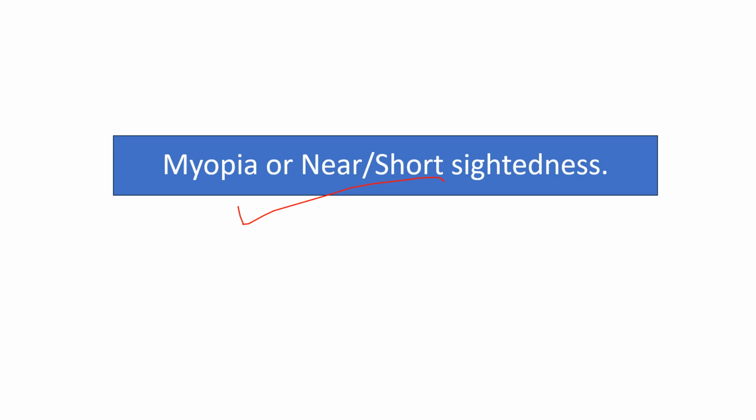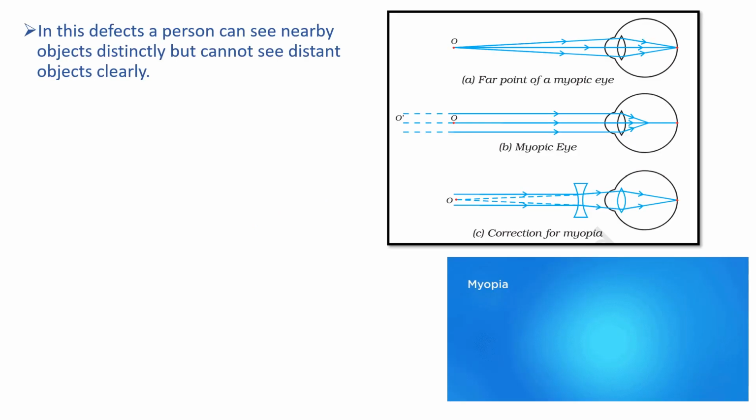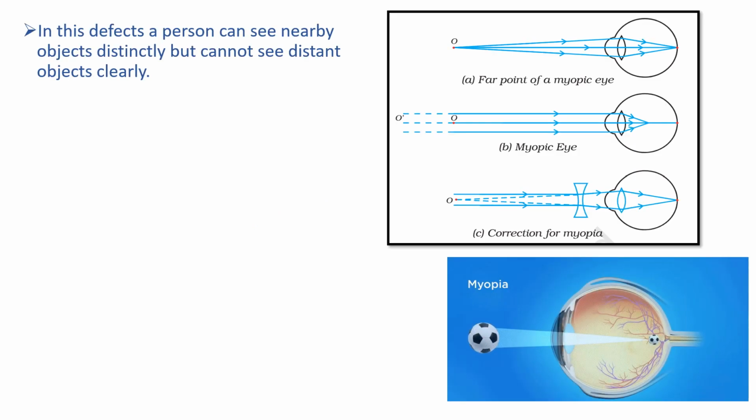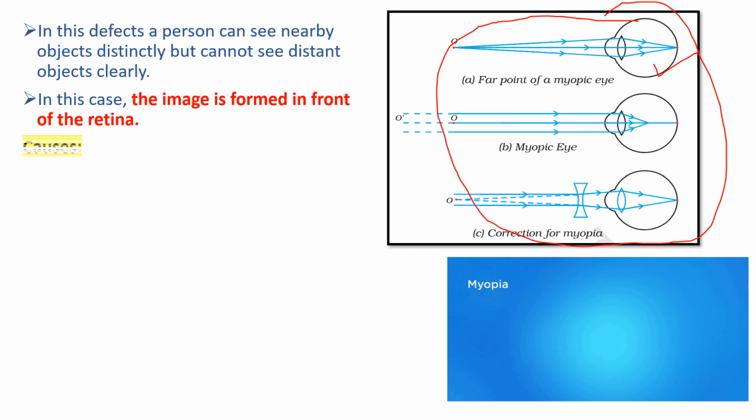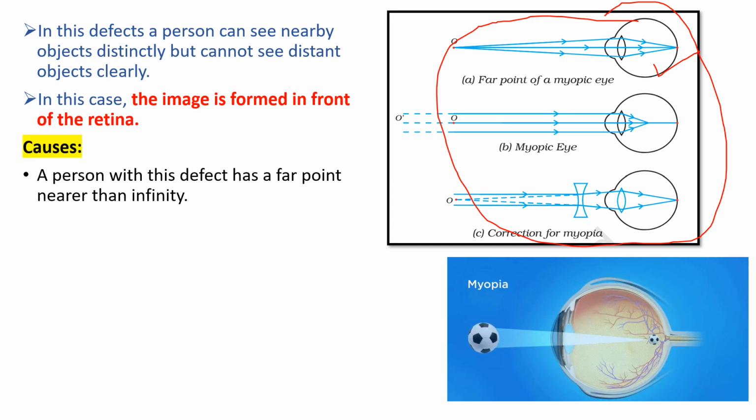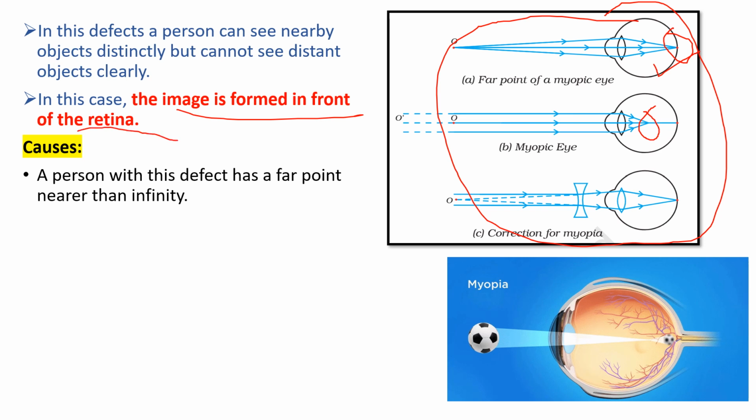First, we'll discuss myopia. So if the person is suffering from myopia, exactly what happens? In this image, you can clearly see, students, this is how a normal human eye functions, correct? Now, what happens if the person is suffering from myopia? Then the image will not form on the retina. It forms in front of the retina.